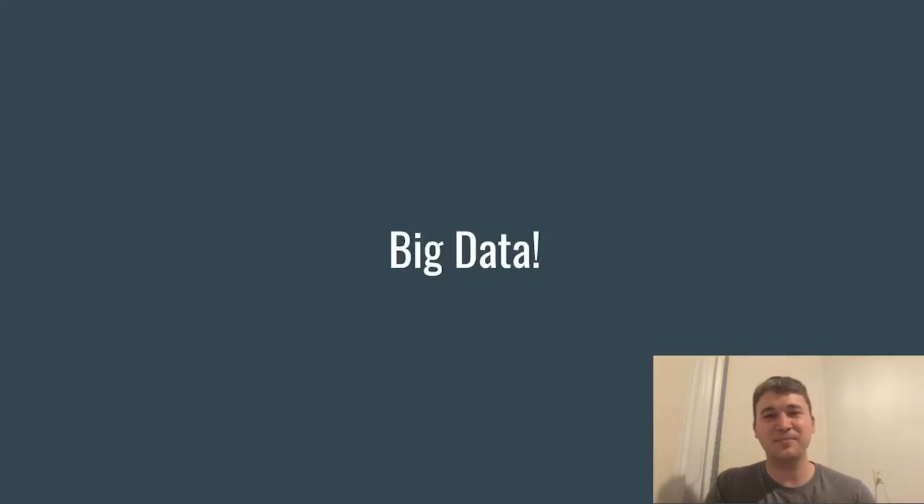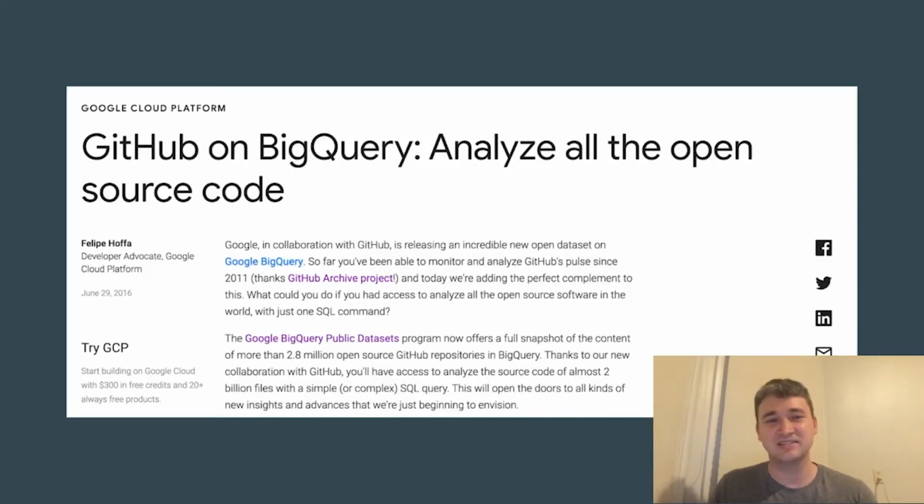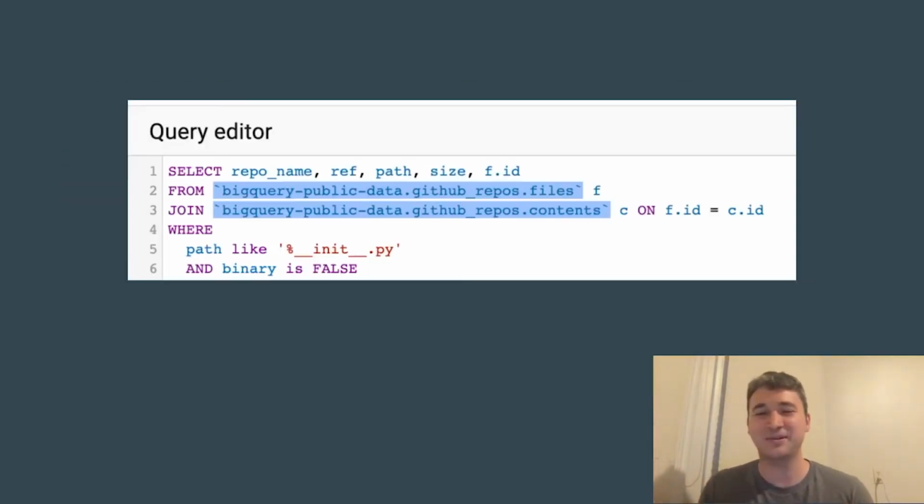So those are a couple of the interesting use cases, but finally we're going to look at big data. And what do I mean by this? Luckily, there's a ton of GitHub data available publicly on Google BigQuery. This is a project that was announced in 2016 where they collected data from over 2.8 million GitHub repositories, stored it, and made that data available. So this can help us answer some really cool questions if we're able to formulate the queries right.